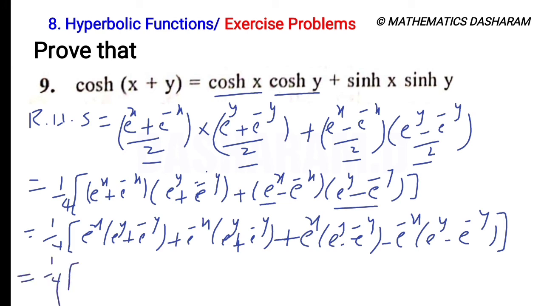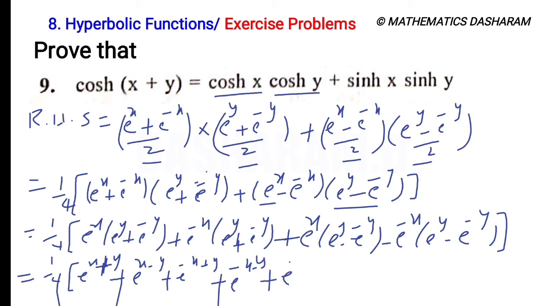So 1 by 4 into e to the power of x plus y plus e to the power of x minus y plus e to the power of minus x plus y plus e to the power of minus x minus y, plus e to the power of x plus y minus e to the power of x minus y minus e to the power of minus x plus y, minus into minus plus e to the power of minus x minus y.